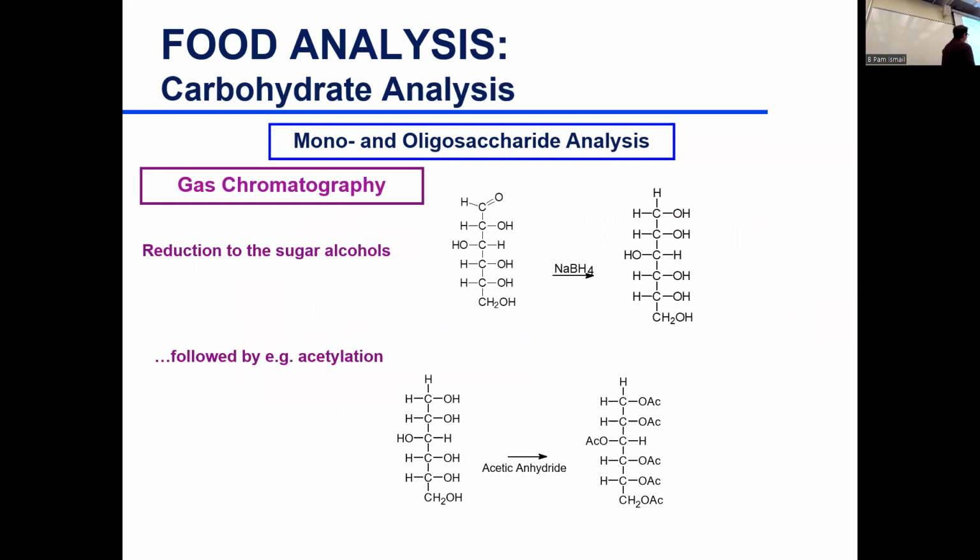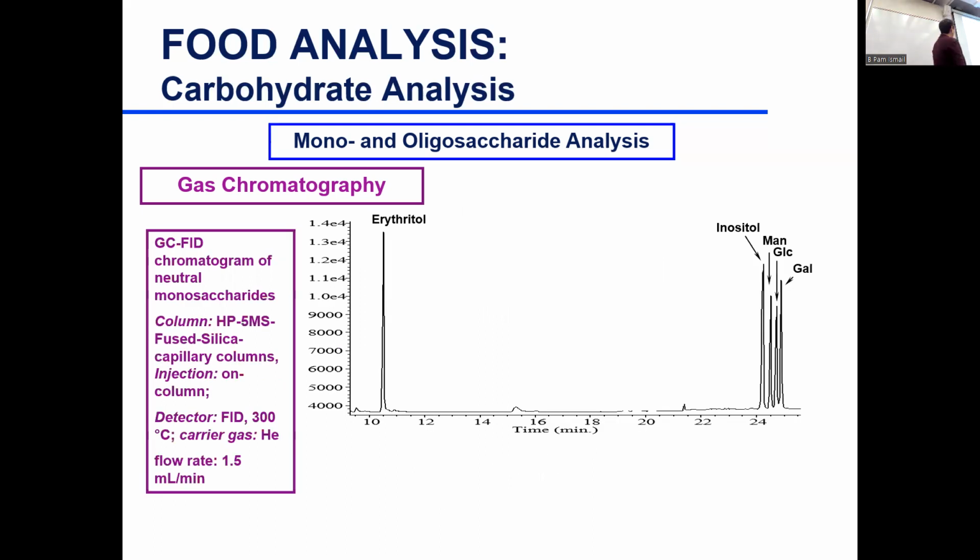Then you get a volatile compound. So once it's acetylated, in this case, it's volatile, so it can go into the gaseous state and be carried by your gases in your GC and detected. So commonly we use FID, GC FID, like you used in the lab, with a specific column. No need to remember that.